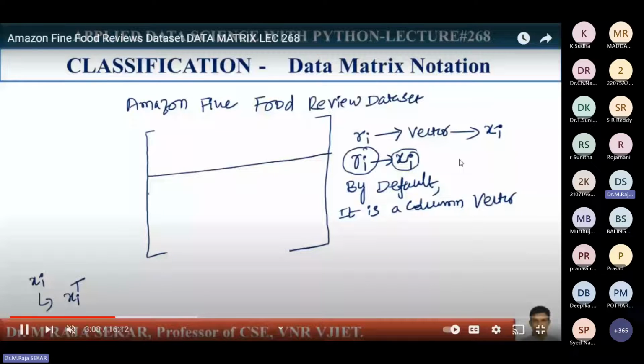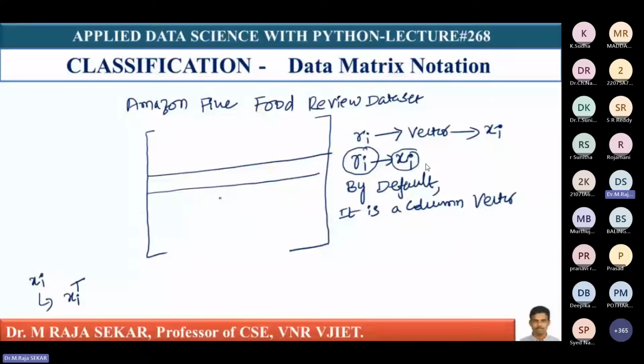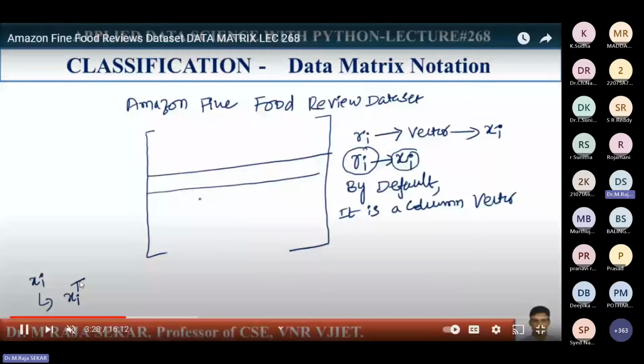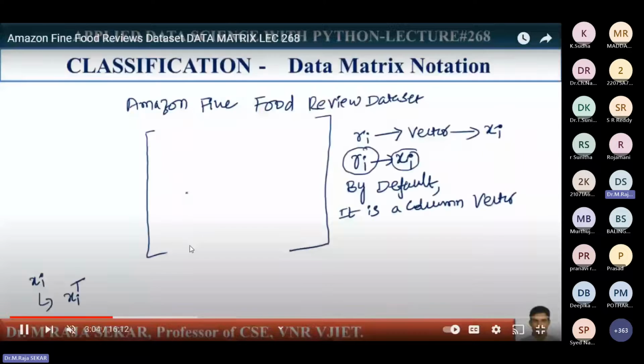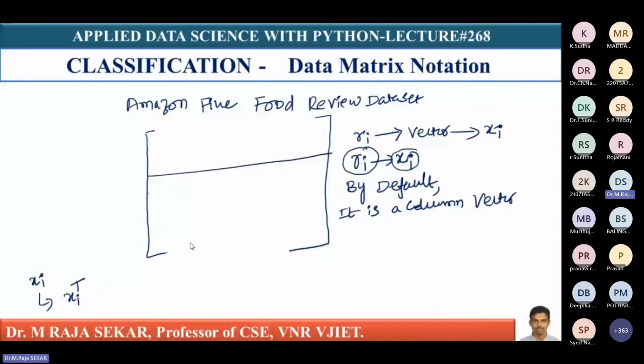By default, I'm saying xi is a vector. By default, vector means what? By default, vector means it's a column vector, isn't it? My xi is a column vector. Now, what am I doing here? I'm writing xi transpose. Xi is a column vector, which means xi transpose is a row vector. Just try to recall our MNIST data set also. We converted a 28 by 28 pixel image into 784 by 1. That column vector, we kept as a row vector for the data matrix, 1 by 784.